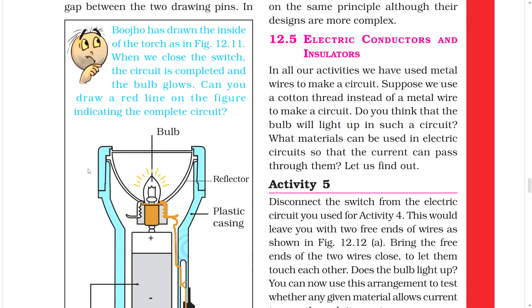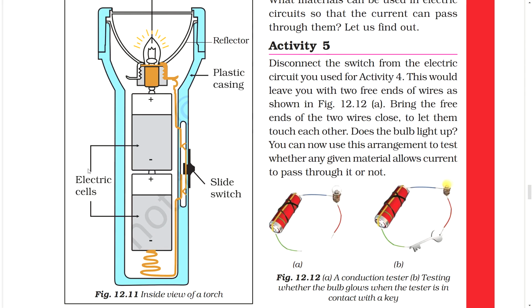Activity 5. Do this. Disconnect the switch from the electric circuit you used for Activity 4. This would leave you with two free ends of wire, as shown in Figure A. Bring the free ends of the two wires close to let them touch each other. Does the bulb light up? You can now use this arrangement to test whether any given material allows current to pass through it or not.